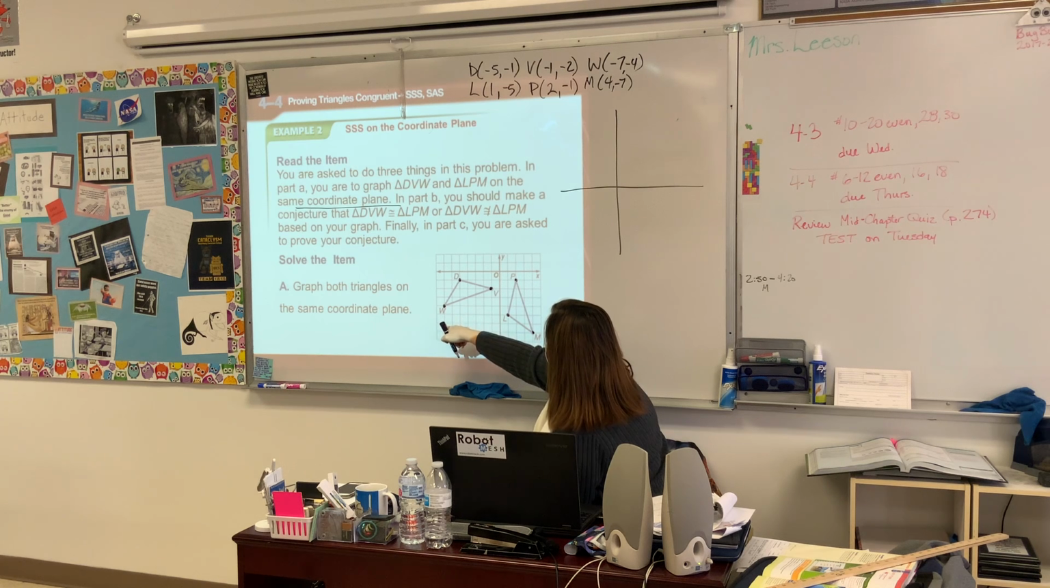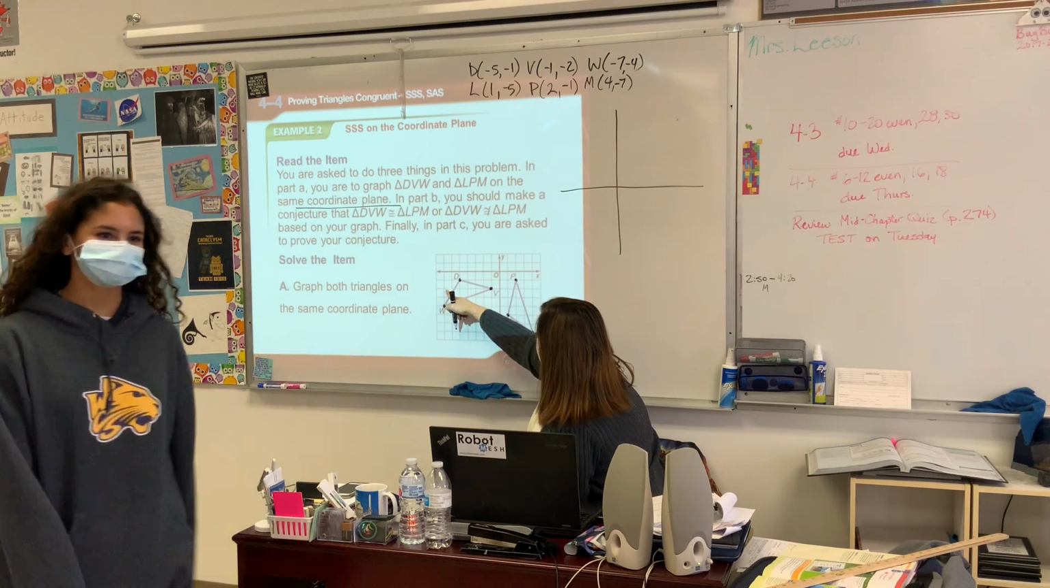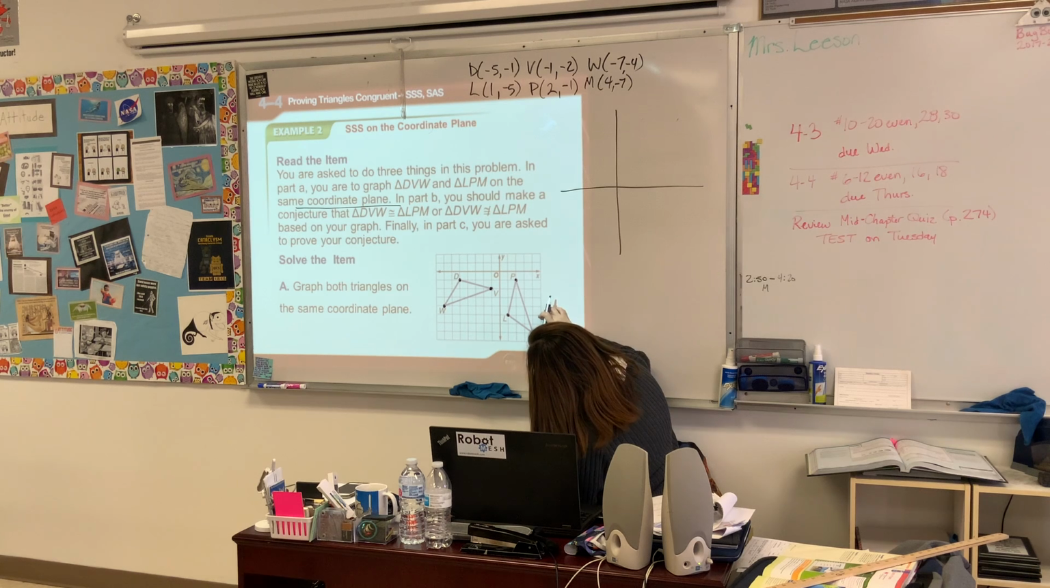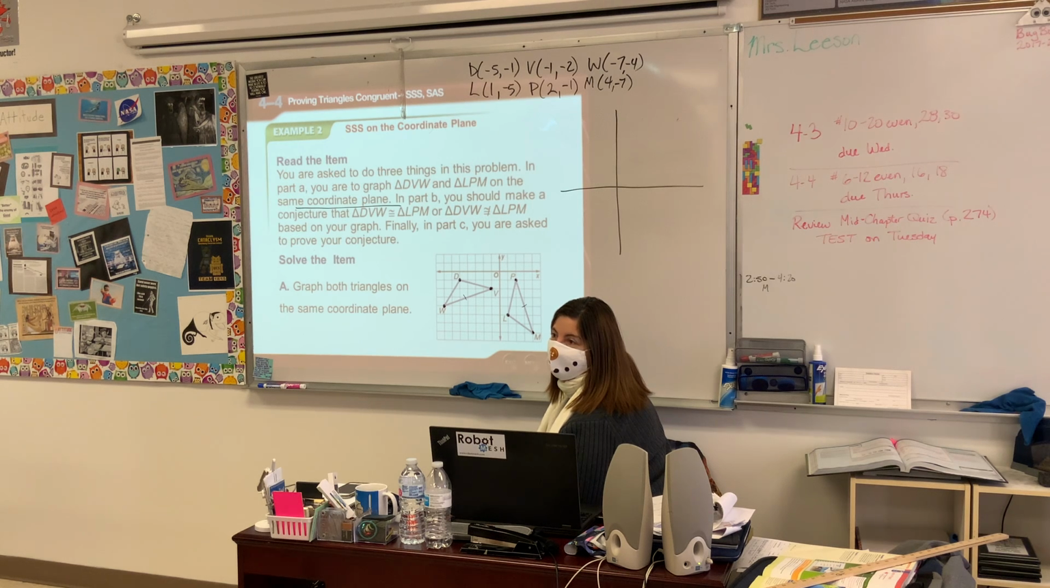Okay, so I can see that this VW looks to be the longest side. It goes over, let's see, 1, 2, 3, 4, 5, 6 in the X direction and changes by 2 in the Y direction. With a change of 6 and a change of 2, I would say that because of those changes, these two are congruent. Would we agree?